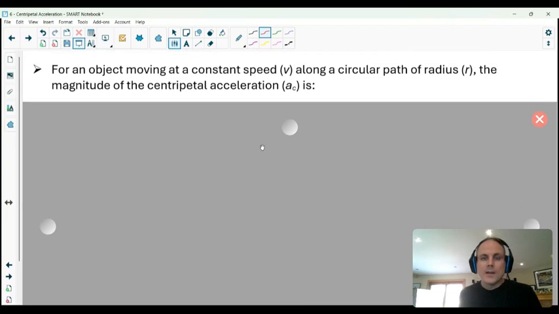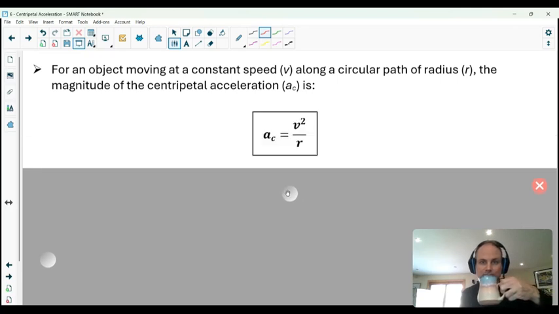Okay, we need a formula for this. Now, for our formula, it's only going to tell us the magnitude, not the direction. So you'll notice this formula isn't going to include vectors. So here's our formula for centripetal acceleration. We're going to take our speed and square it, and divide it by the radius of the circle. And that's going to tell us our centripetal acceleration.